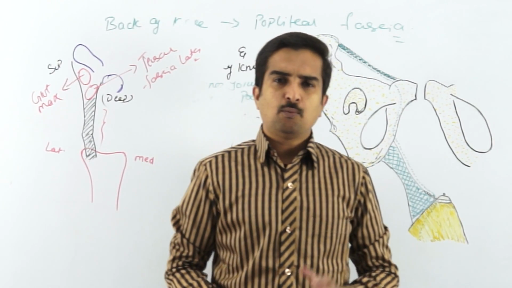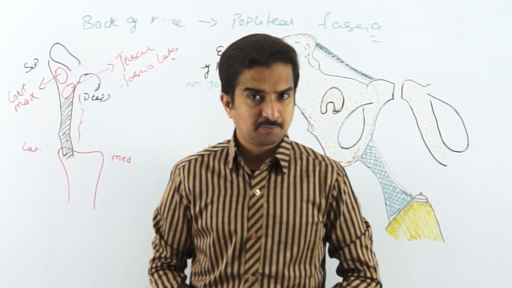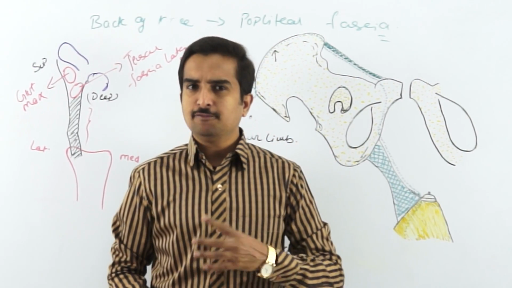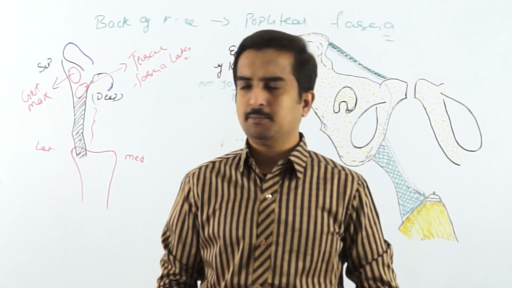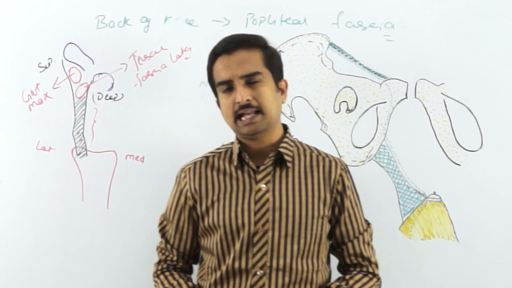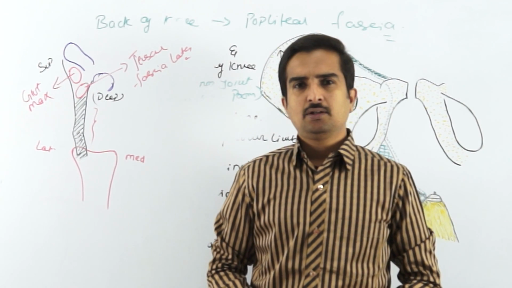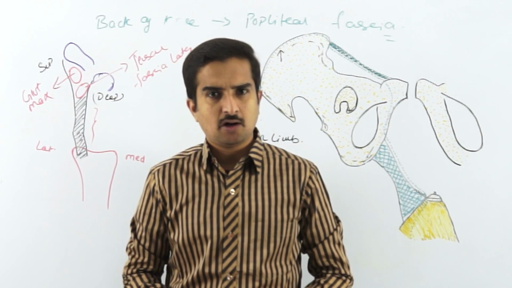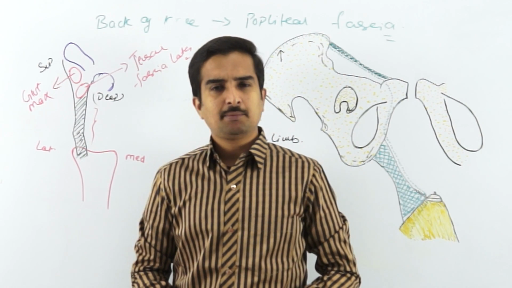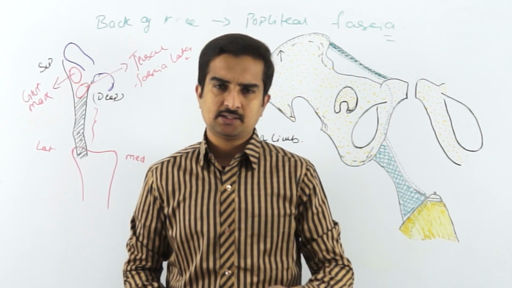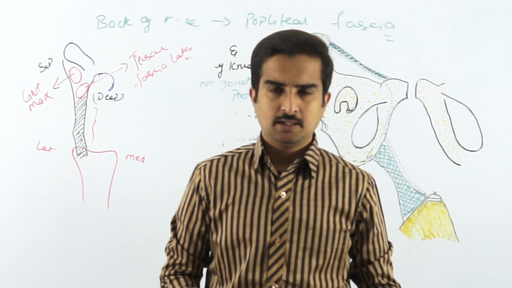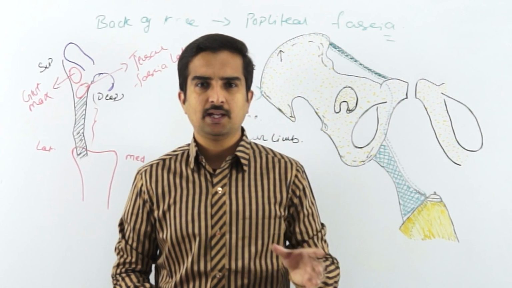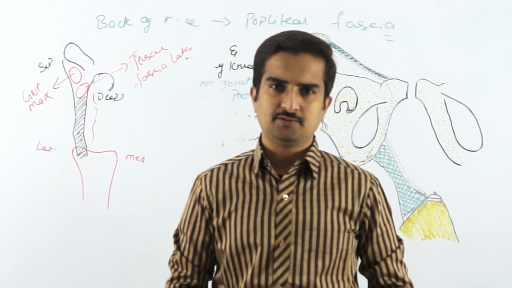Now, one important point, if you see the clinical aspect of the iliotibial tract, there might be inflammation or irritation of the iliotibial tract where it attaches to the lateral condyle of the tibia. The majority of athletes have a complaint of lateral knee pain. Remember that the most common cause of lateral knee pain is irritation of the iliotibial tract where it is attached to the lateral condyle of the tibia.